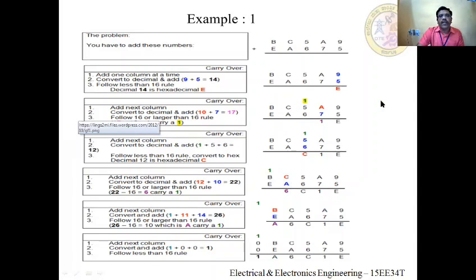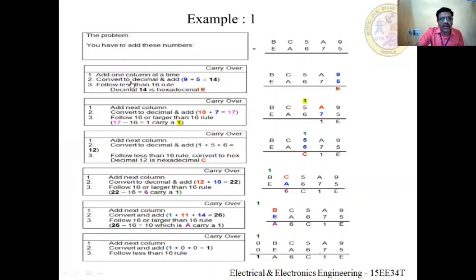Okay. So for addition, first we have to consider 2 bits. Which 2 bits? Let us take the LSB of the first hexadecimal number, which is 9. The LSB of the second hexadecimal number is 5. In the first step, we need to add 9 with 5. Let me see what he has written: add one column at a time. That means we take the LSB of the first hexadecimal and the LSB of the second hexadecimal and add the two LSBs.